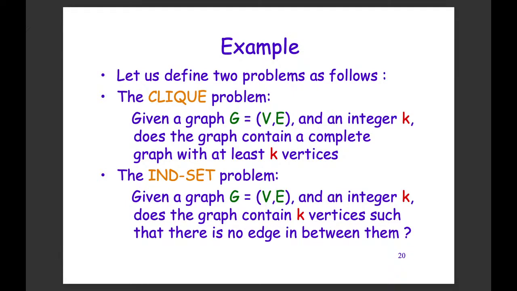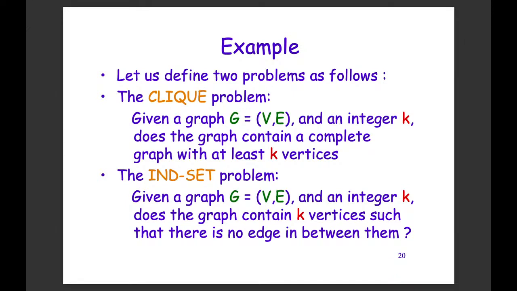Now let us take a look at another problem called independent set. Independent set asks about the opposite thing. We are given a graph G and an integer k. This time we ask the opposite. Can we find k vertices such that between them there is no edge? So can we find k isolated vertices in the graph? They can connect to other vertices, that's okay. But within these k vertices, they do not have any edges between them.